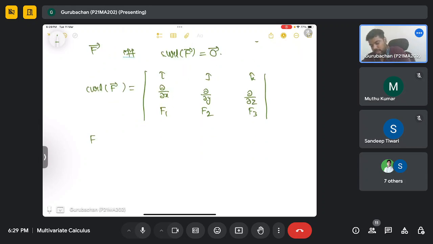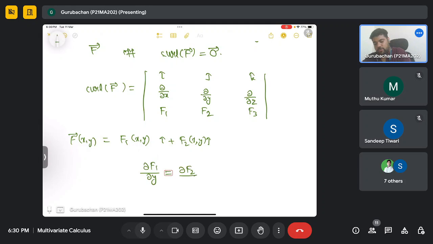Now suppose we have f is like this: f1(x, y, z) i cap plus f2(x, y) j cap, and this can be written as f(x, y). So in order to calculate its curl, we can directly show that del f1 by del y is equal to del f2 by del x. So curl is nothing but of these two variables, del f1 by del y minus del f2 by del x.